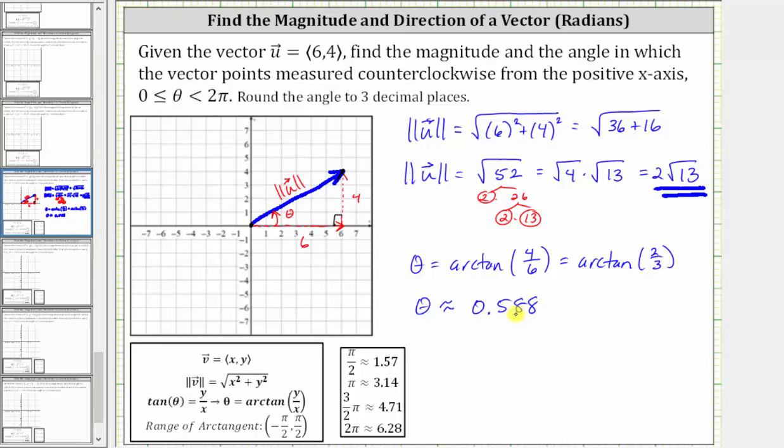And notice how this angle is in the interval from 0 to approximately 1.57 radians, verifying once again this is the angle we are looking for, which is called the direction of vector u.